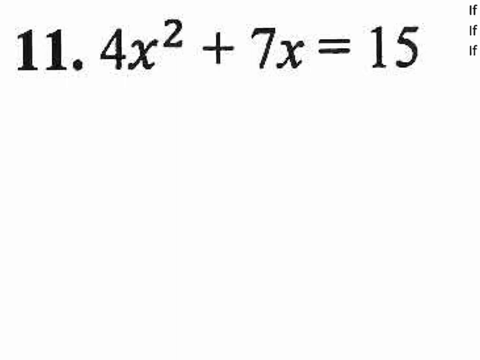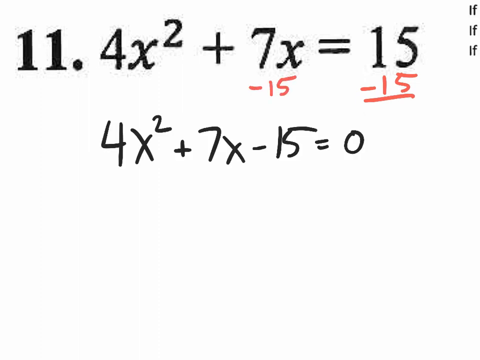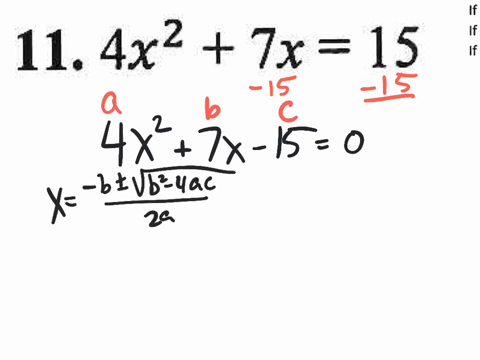Number 11, let's get 15 to the other side to make it equal 0. Let's rewrite everything. Now that it's in standard form, you could identify A, which is 4, B, which is 7, and C, which is negative 15. We need to know that quadratic formula, and we need to know how to use it.